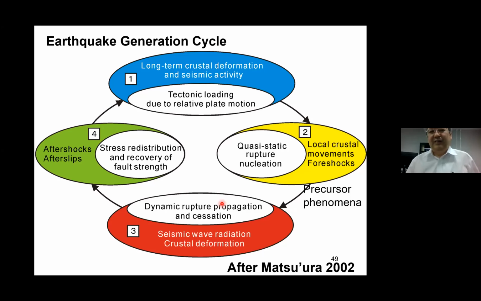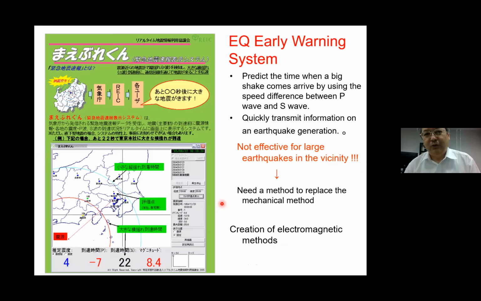The big quake is coming, not quake, big shaking is coming. So before it comes, everyone can escape. Okay, so this idea is early warning systems, namely earthquake early warning systems. This is a schematic view of the early warning systems. In Indonesia, we also try to introduce this system by BMKG. This is not prediction.